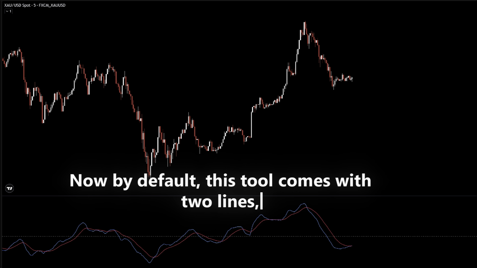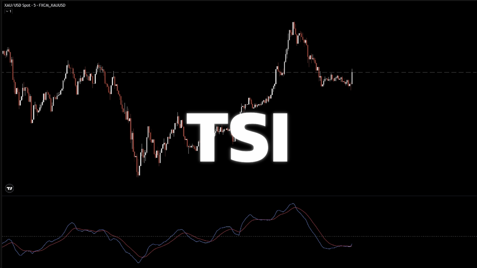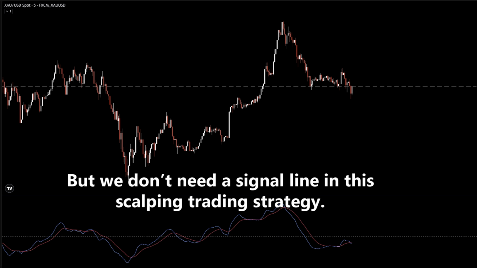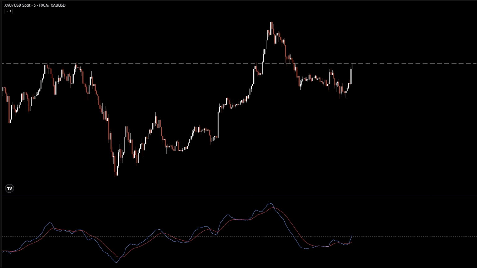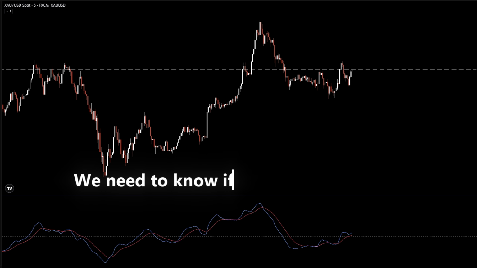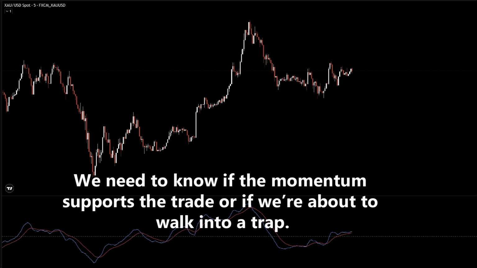It shows you if buyers or sellers are actually in control, or if it's just random movement. Now by default, this trading tool comes with two lines, the TSI line and the signal line. But we do not need a signal line in this scalping trading strategy. We already have our signal from the VWMA. What we need is a filter for capital protection. We need to know if the momentum supports the trade or if we're about to walk into a trap.